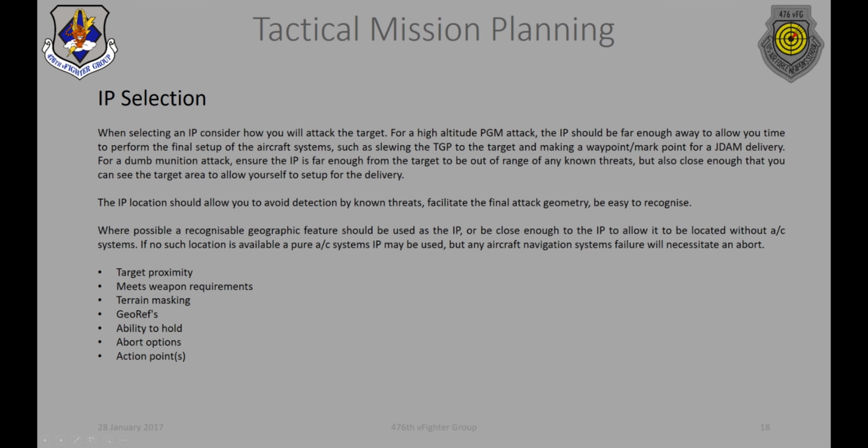Abort options. If you get to the IP and, say, there happens to be an air threat at the IP, are you going to have a backup IP? Is that something you want to plan as part of your contingency, or are you just going to assume mission abort, or are you going to assume we'll just make up an IP on the fly? And as I mentioned before, action points, if they're needed between the IP and the target, brief those out as well.